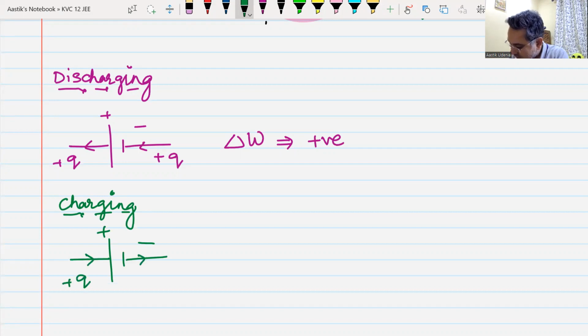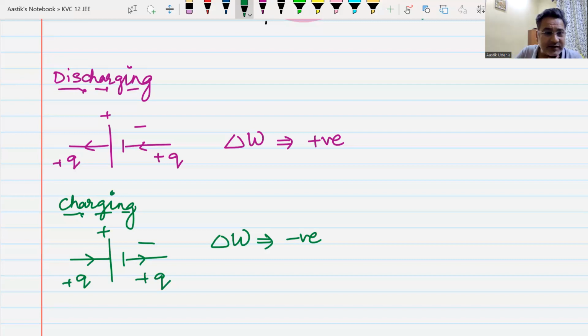Positive charges flow like this. Work is done on the battery. That means work done by the battery is negative. Can you remember this? So this battery is the gentleman or lady who is doing the entire thing in a circuit. Without this battery, nothing in the circuit will work because there will not be any potential difference to move the charges around.